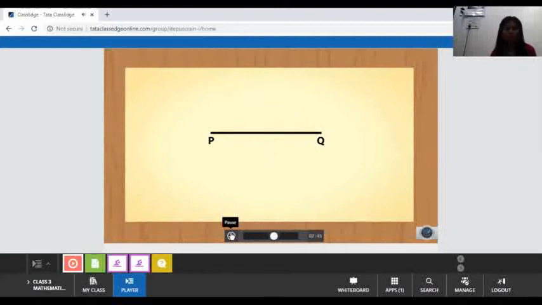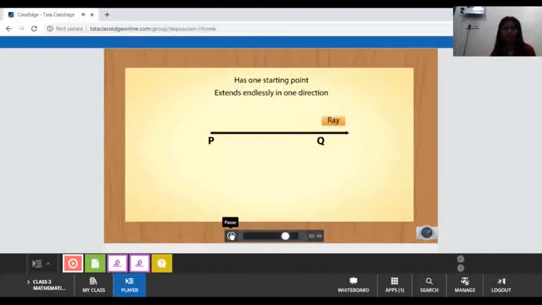Now if we extend line segment PQ in one direction endlessly, we get a ray. The arrow on the ray indicates the direction in which the ray is extending. So a ray has one starting point and keeps extending endlessly in one direction. A ray is named by its starting point first and then any other point on the ray. Here the starting point is P and Q is any other point on the ray.